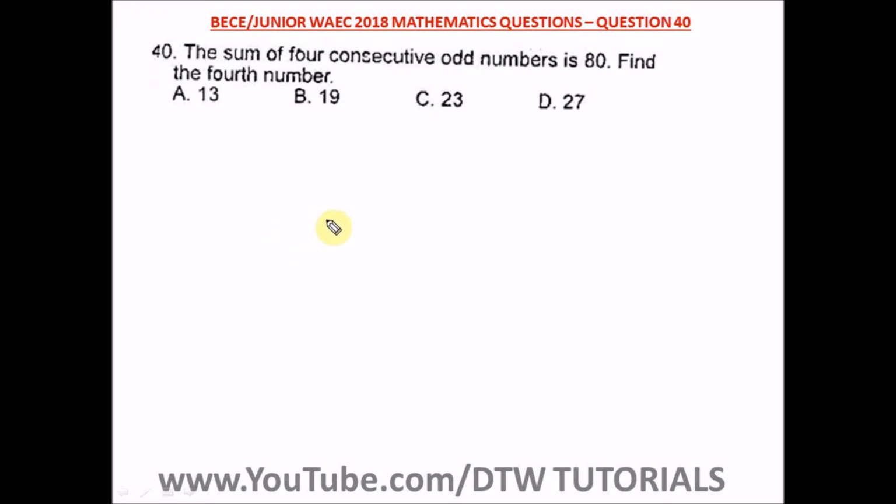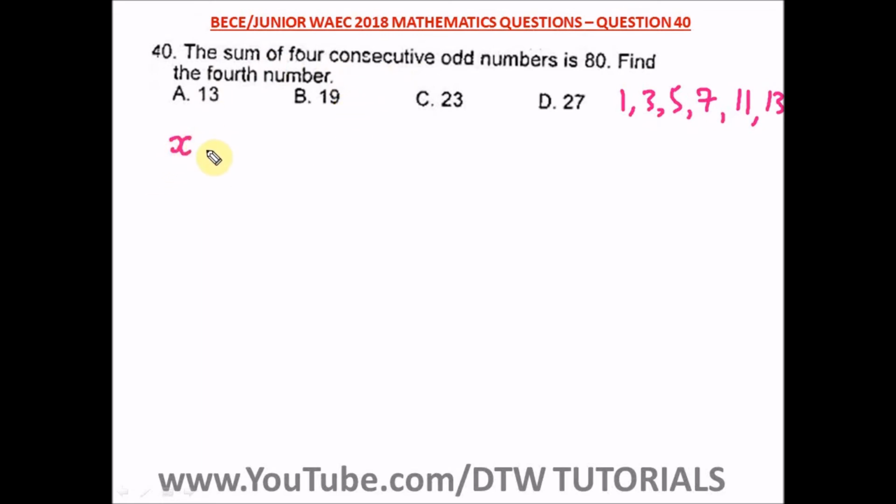That's your OBJ question 40. It says the sum of 4 consecutive odd numbers is 80. Find the fourth number. Okay, so let's assume that the first number is X. We're looking at odd numbers now, and remember, odd numbers are numbers that cannot be divided by 2. So you have 1, 3, 5, 7, 11, then 13, and so on. So let's say the first number here, we have to represent them, give them like a value.